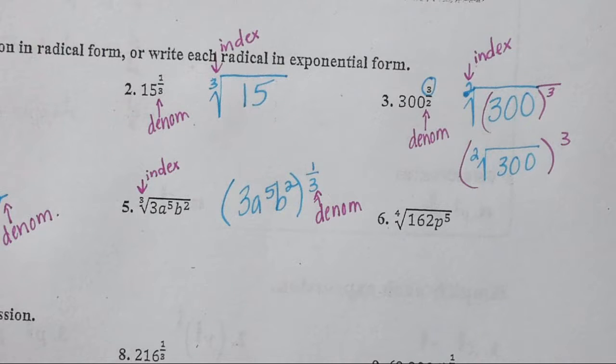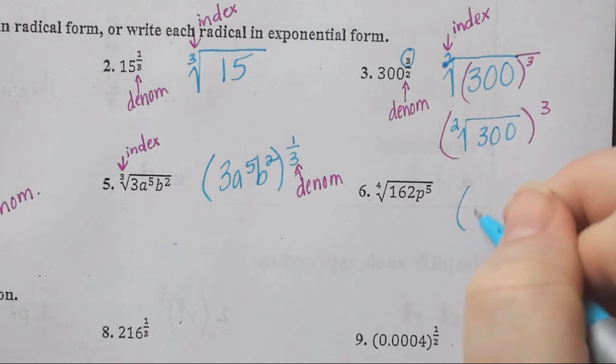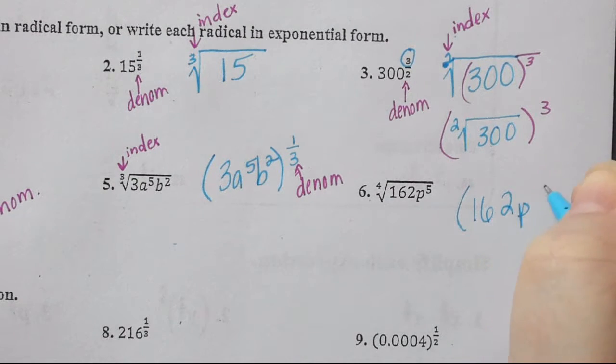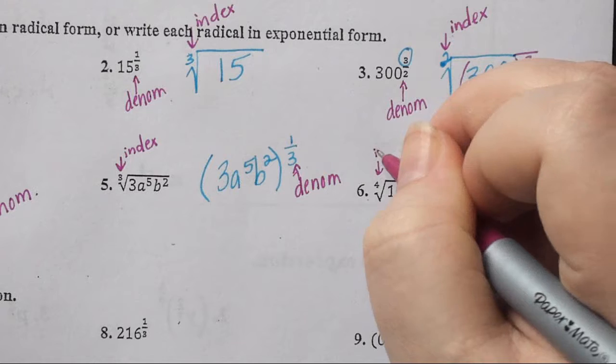And then number 6, we need help with that one. Perfect. Again, that denominator correlates to that index. Perfect.